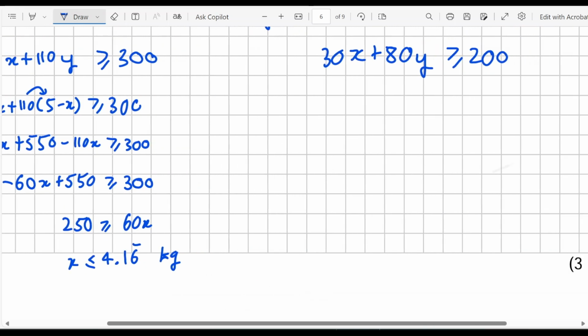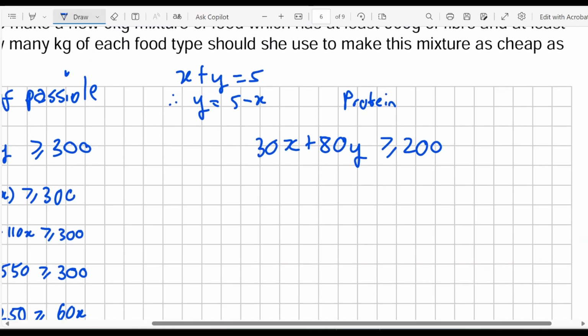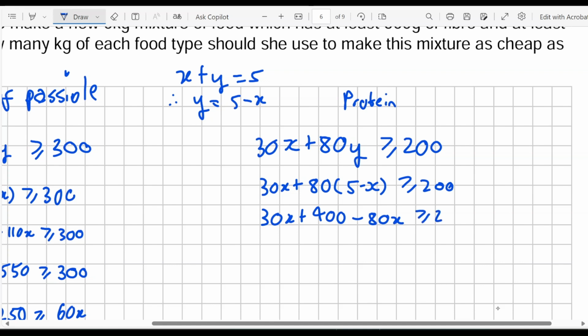Now let's do the same thing for the protein requirement. So protein: that's going to be 30x plus 80 lots of y, which is 5 take x, has to be greater than 200. So this is 30x plus 400 take 80x is greater than or equal to 200. Therefore, we can collect like terms to get minus 50x over here.